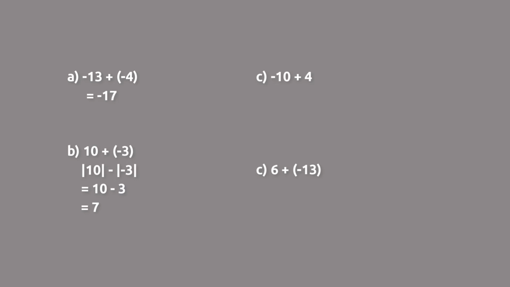Now honestly, what I like to do if you're adding a negative number, to me it just makes more sense to think of adding a negative number as the same thing as subtracting a positive number. So this equals 10 minus 3, which again equals 7.